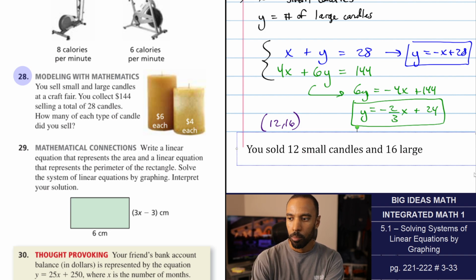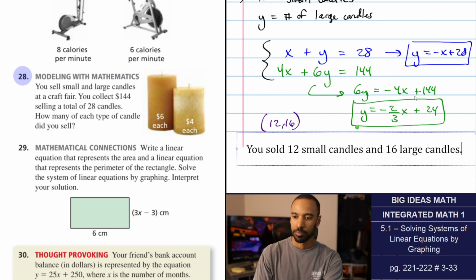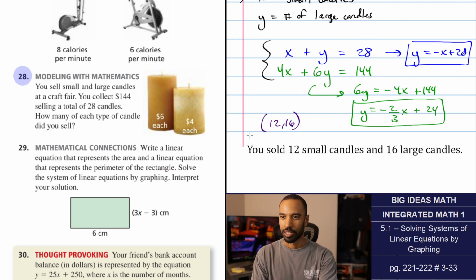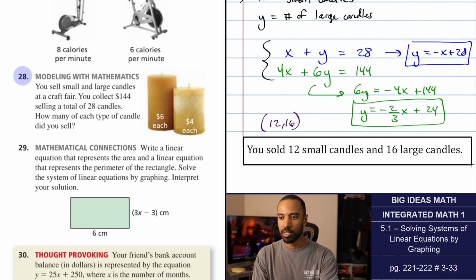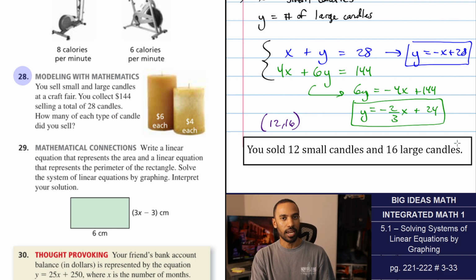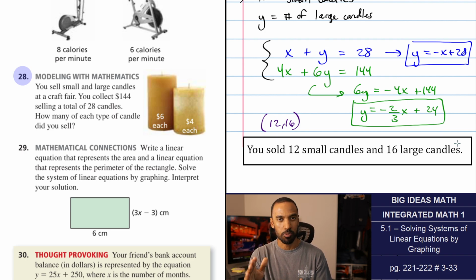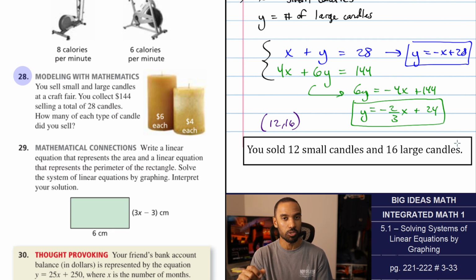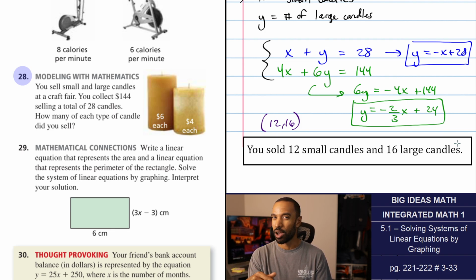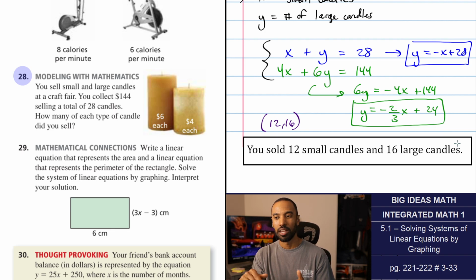Now you might say, well, Mr. Robinson, you can sell 20 small candles and 8 large candles, and that's still 28. Remember, it's the system. You're not just selling 28 small candles. Yes, you're right, that also gets you 28 candles. Does that net you $144? No. That would be a different set.